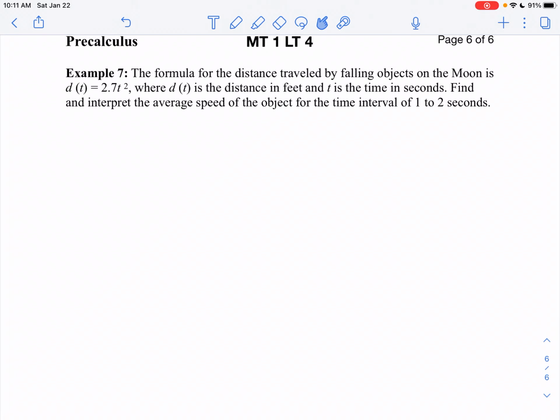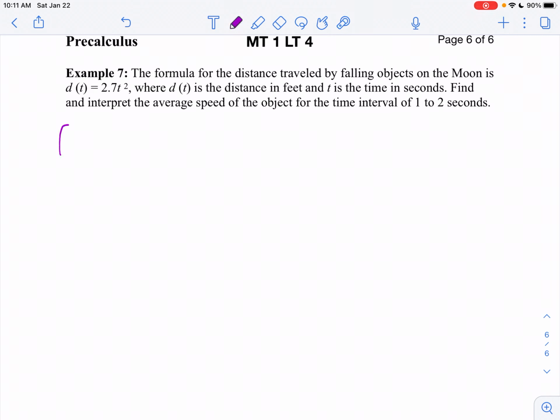In our last example, here's an application problem. It says the formula for the distance traveled by falling objects on the moon is given by the equation d of t equals 2.7 t squared, where d of t is the distance in feet and t is the time in seconds. Find and interpret the average rate of change for an object from 1 to 2. In other words, we're going to do the same thing we just got done doing.